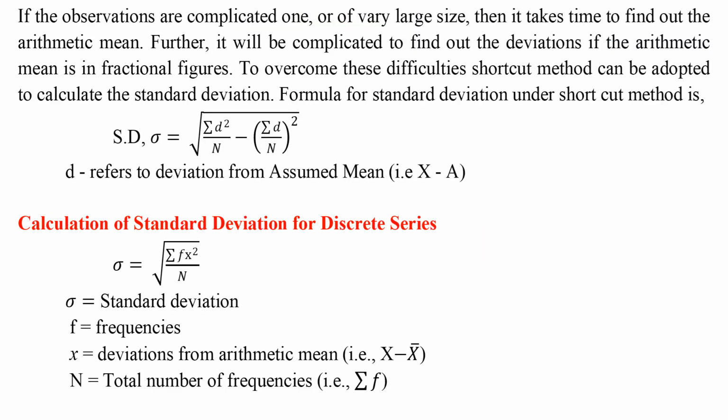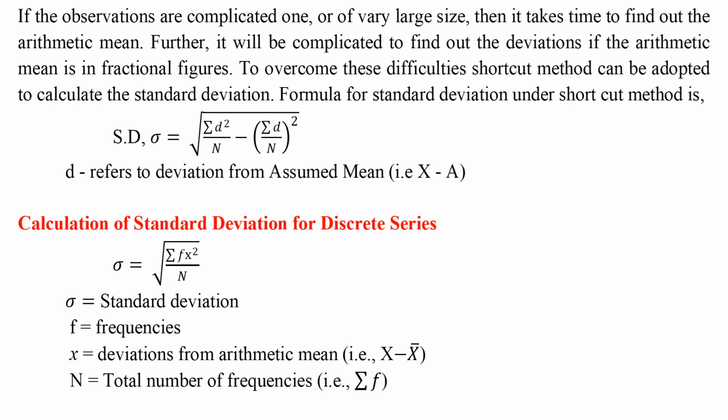If the observations are complicated or of very large size, then it takes time to find out the arithmetic mean. Further, it will be complicated to find the deviations if the arithmetic mean is in fractional figures. To overcome these difficulties, the shortcut method can be adopted to calculate the standard deviation. The formula for standard deviation under the shortcut method is square root of sigma d square by n minus sigma d by n whole square. d refers to deviation from assumed mean, that is x minus A.